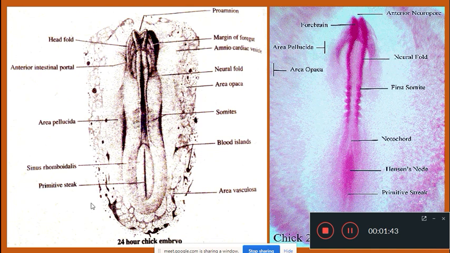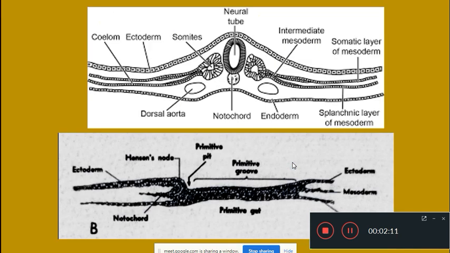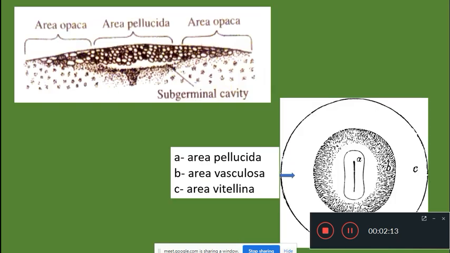Now we will go to the second one. We have already seen the chick embryo. When we started with gastrulation, we saw that the central area was called the area pellucida, and the peripheral area was called the area opaca. So this is the area pellucida, and the outer region is called the area opaca.